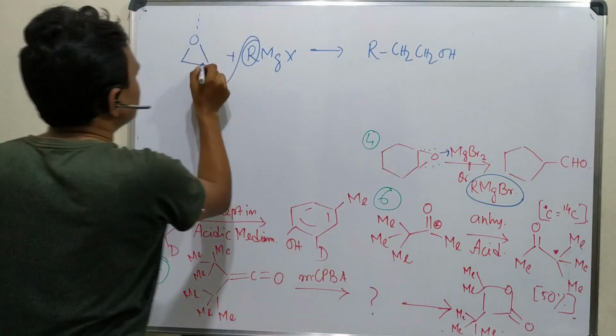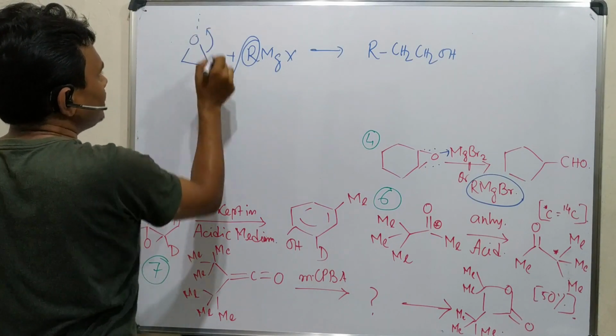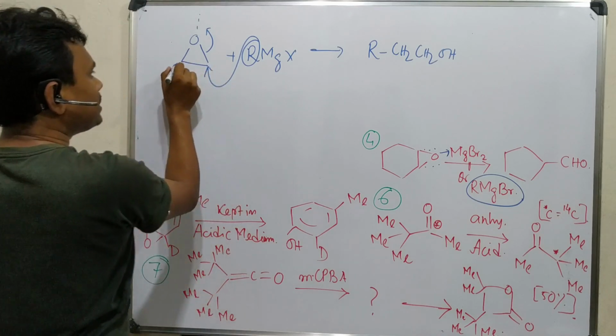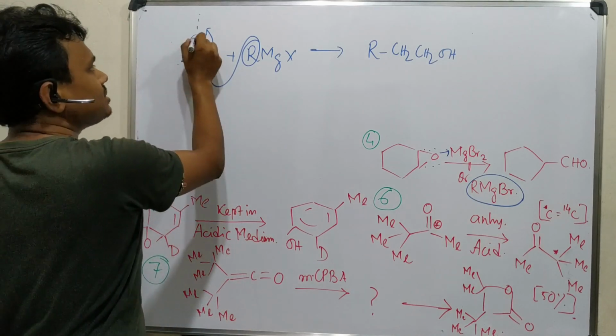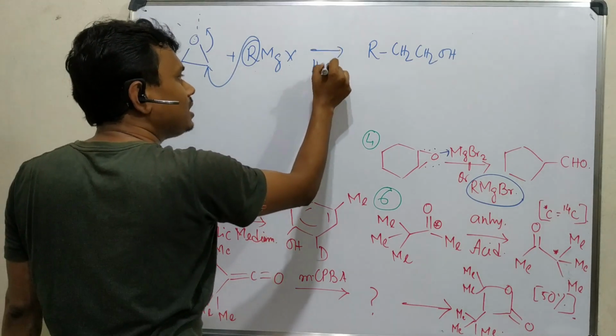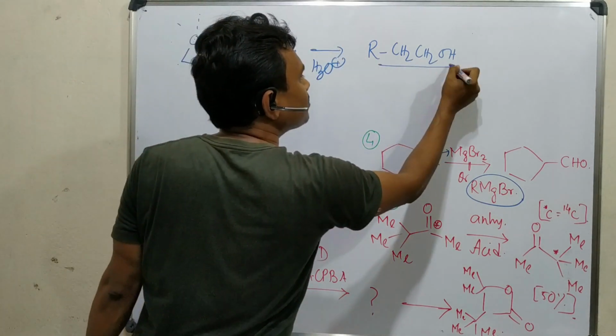CH2OH. What do I mean? It will attack here, it will open, so R is attached, and along with R there is a CH2, there is another CH2, and this is OMgBr or OMgX. After hydrolysis, that is H3O plus treatment, it will produce a 2-carbon-unit alcohol.